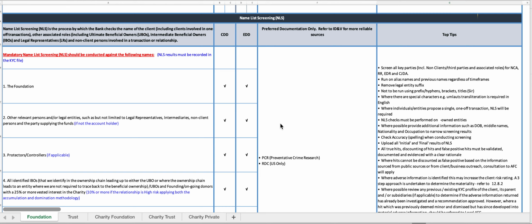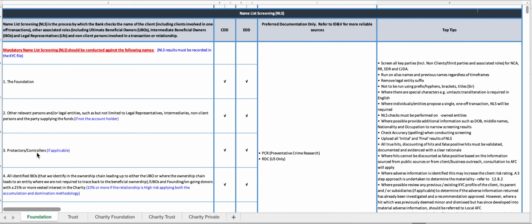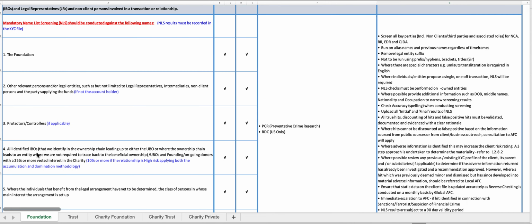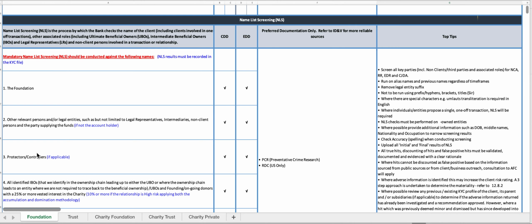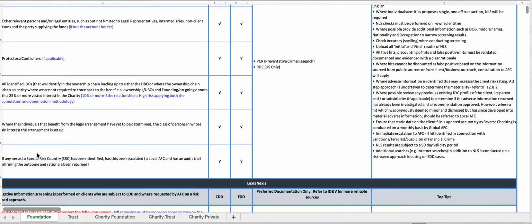Okay, so this is name list screening. Basically every name that you receive in your hierarchy, so in your org chart, your ownership chart, also the directors, you'll need to screen them. The foundation, the protectors, basically all the relevant persons or entities that are involved with the foundation, and all IBOs will need to be screened for CDD and EDD.